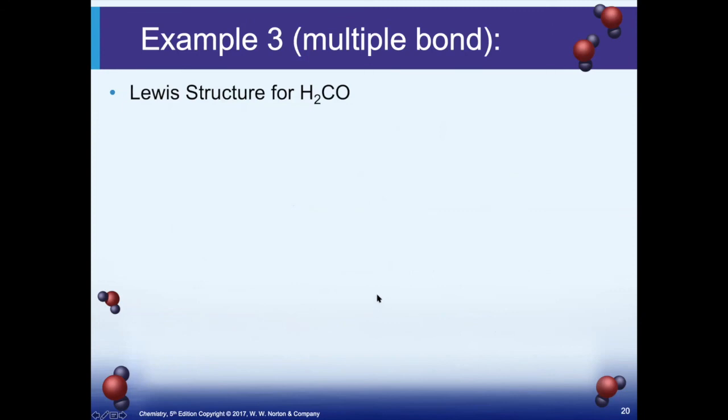Okay, so now let's talk about how to draw a Lewis structure when it involves a multiple bond. So here's the formula: 2 hydrogens, a carbon, and an oxygen. First of all, we're just gonna follow the step-by-steps. So we calculate the total number of valence electrons, the NVE. We've got 1 for each hydrogen, so 2 times 1. We've got 4 for the carbon, and we've got 6 for the oxygen, for a total of 12.